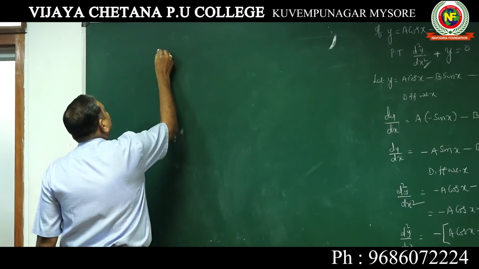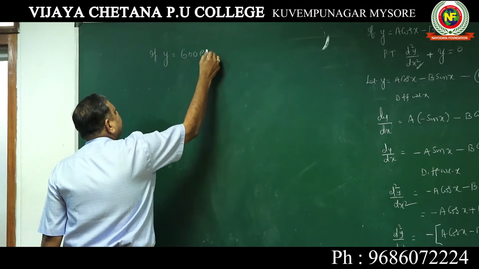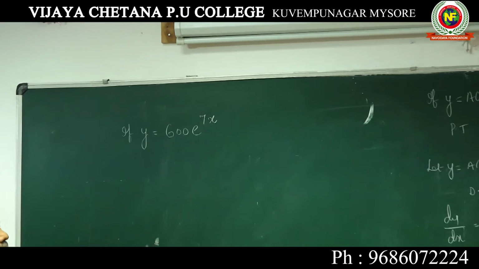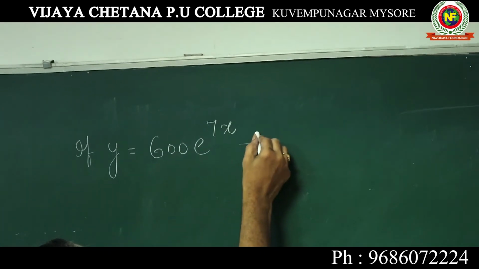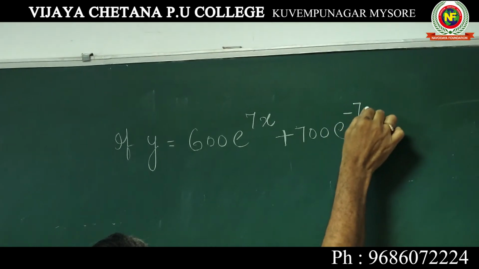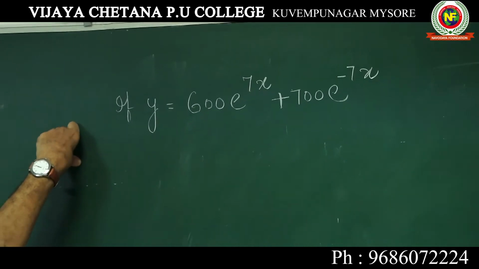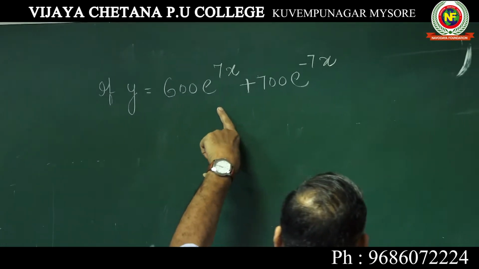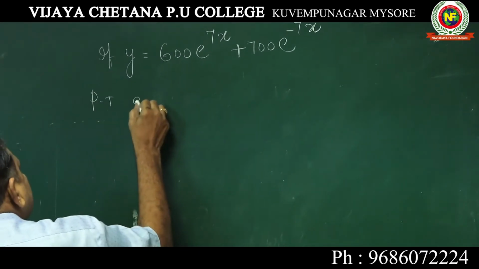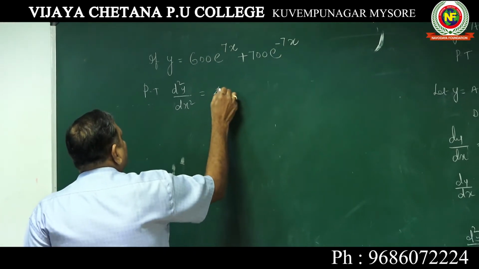If y is equal to 600 e to the power of 7x plus 700 e to the power of minus 7x, here you please see, if y is equal to 600 e to the power of 7x plus 700 e to the power of minus 7x, prove that d square y over dx square is equal to 49y.